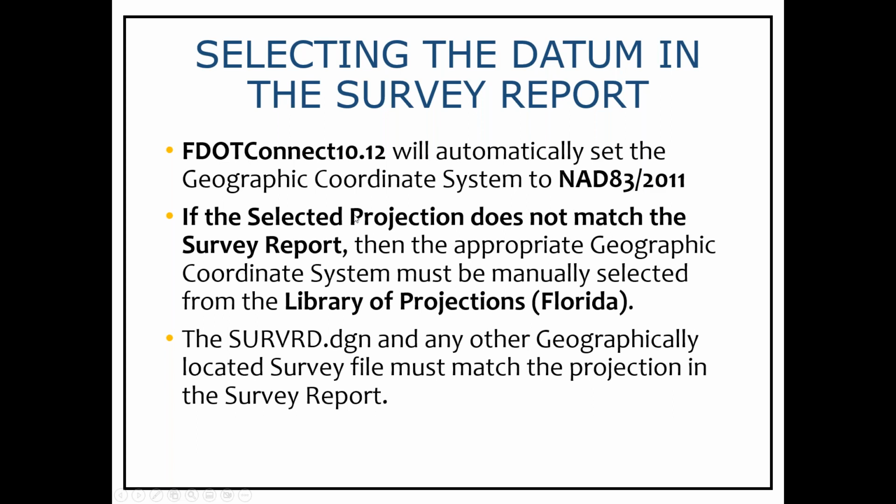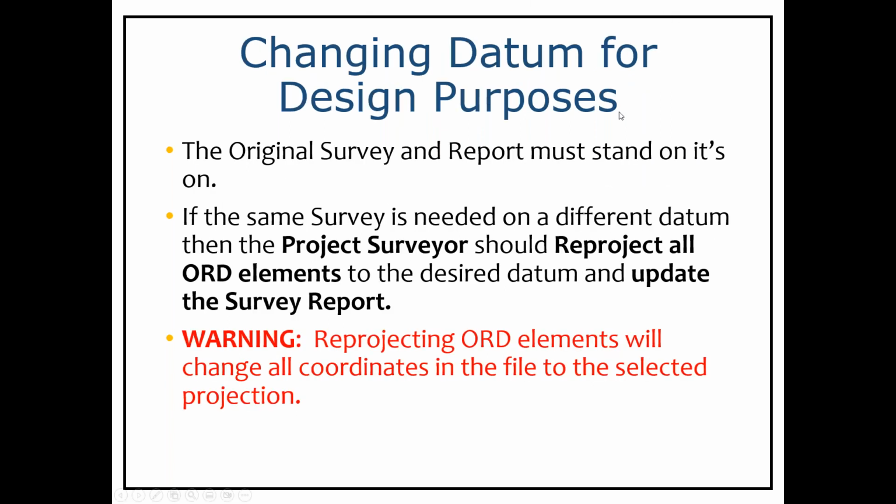So if the selected projection does not match the survey report, then you have to go into the coordinate system and manually select from the library of projections. The survey data and any other geographically located survey file must match the projection in the survey report. Changing datums for design purposes, the original survey and report must stand on its own. If the same survey is needed on a different datum, then the project surveyor should reproject the ORD elements to the desired datum and update the survey report if that's where they're going to go. We do not recommend this.